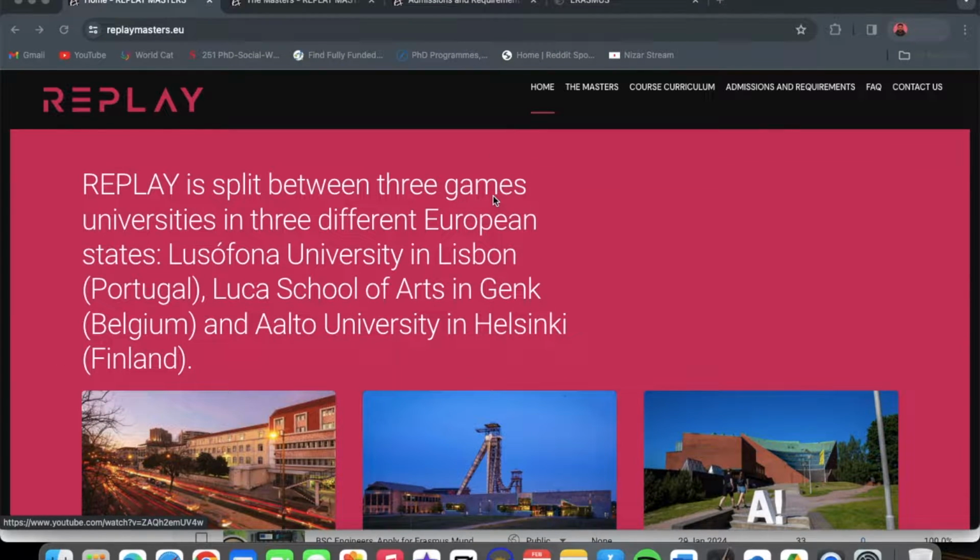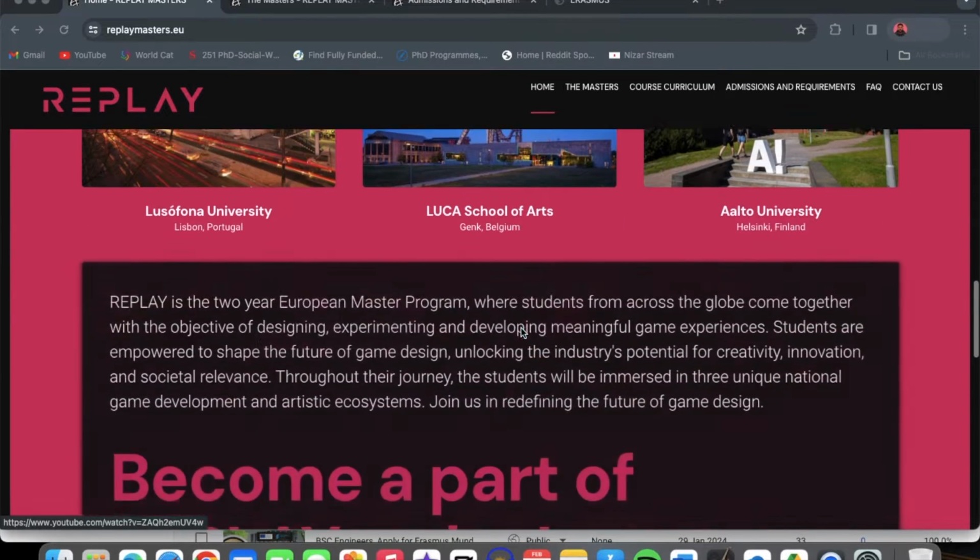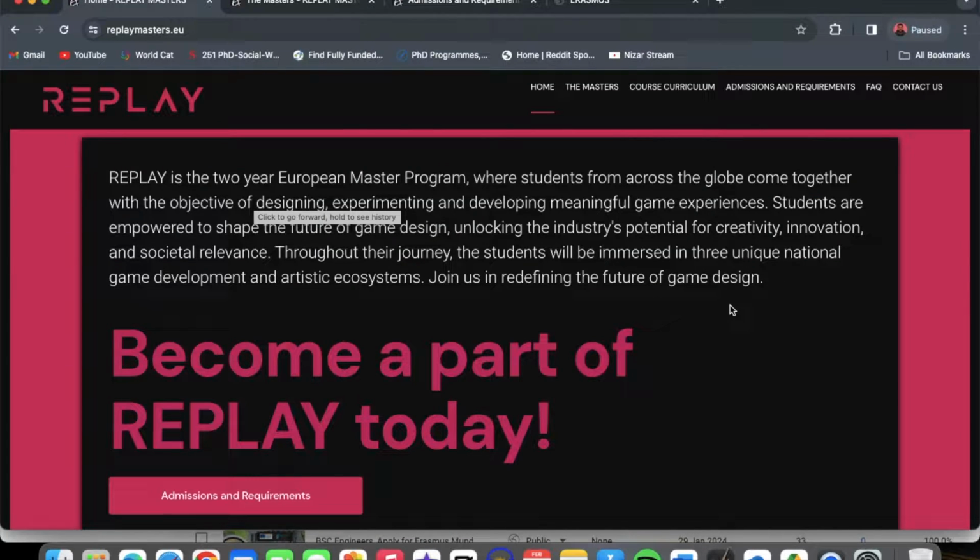REPLAY is split between three game universities in three different European states. So you get to study in Portugal, Belgium, and then Finland. REPLAY is the two-year European master program where students from across the globe come together with the objective of designing, experimenting, and developing meaningful game experiences. Students are empowered to shape the future of game design, unlocking the industry's potential for creativity, innovation, and societal relevance. Throughout their journey, the students will be immersed in three unique national game development and artistic ecosystems. Join us in redefining the future of game design. So if you are interested in redefining the future of game design, then of course this course is for you.